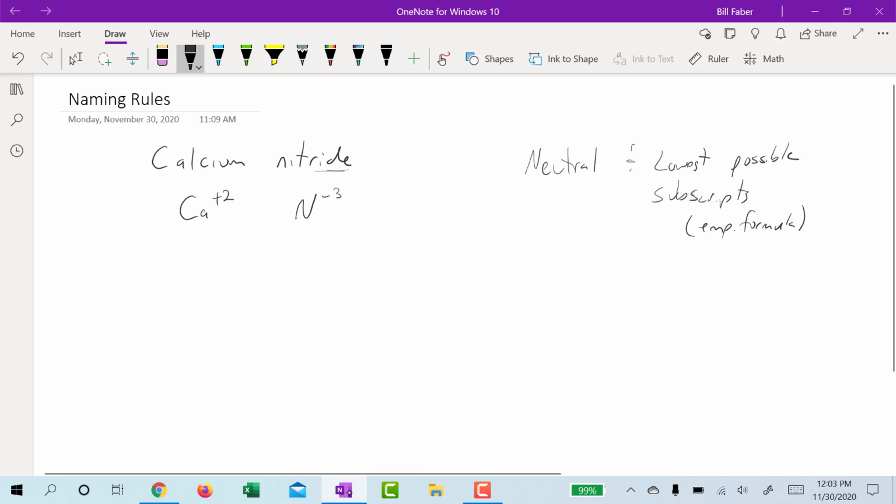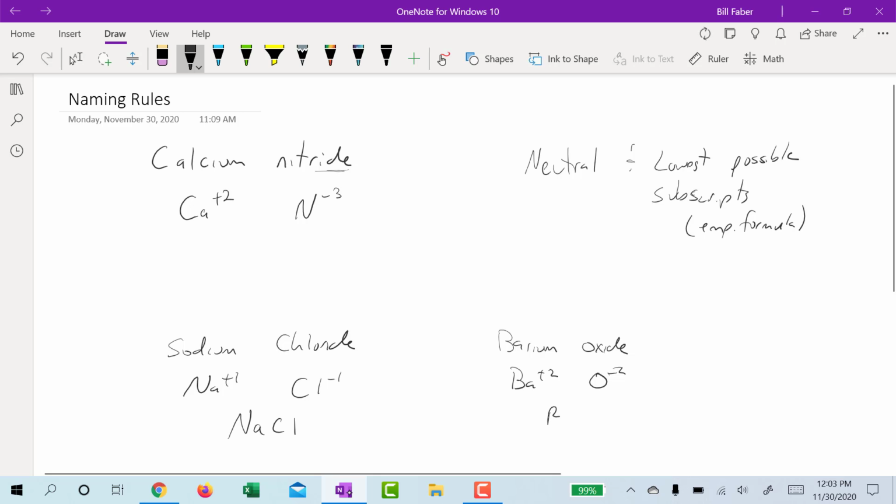We also had sodium chloride, and I'll write that down here in a minute. The sodium was +1, the chloride was -1. We can get that from the periodic table. These together cancel each other out, so we just write them as NaCl. Okay, that's easy. And if we had something like barium oxide, that too would be easy because barium's +2, oxygen is -2. We sandwich them together, BaO, because they cancel each other out.